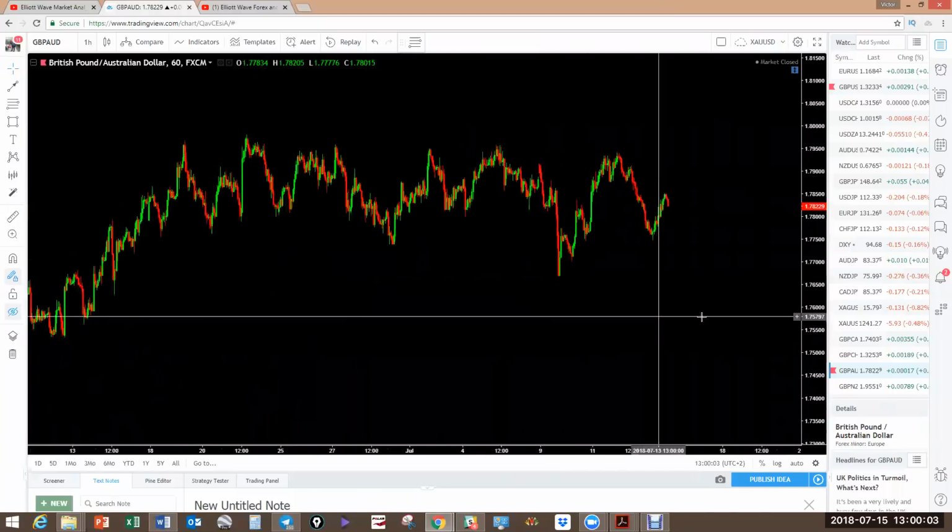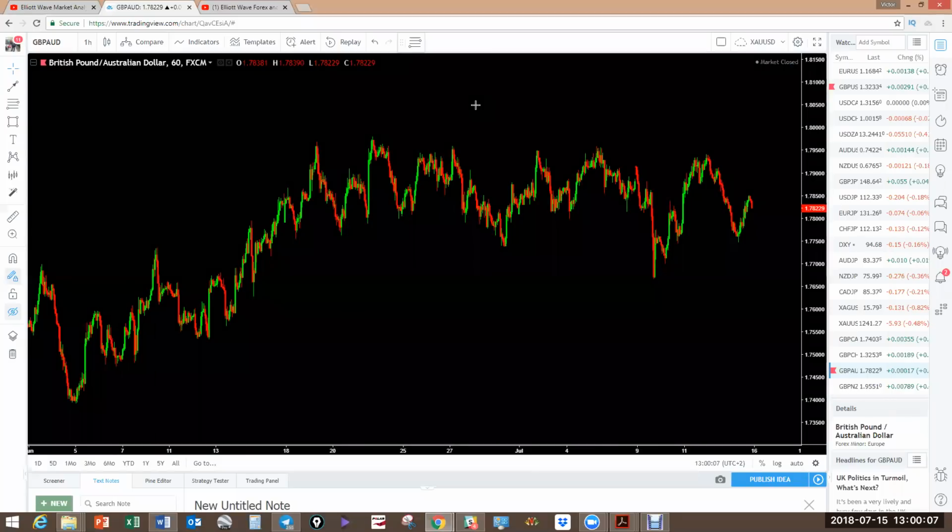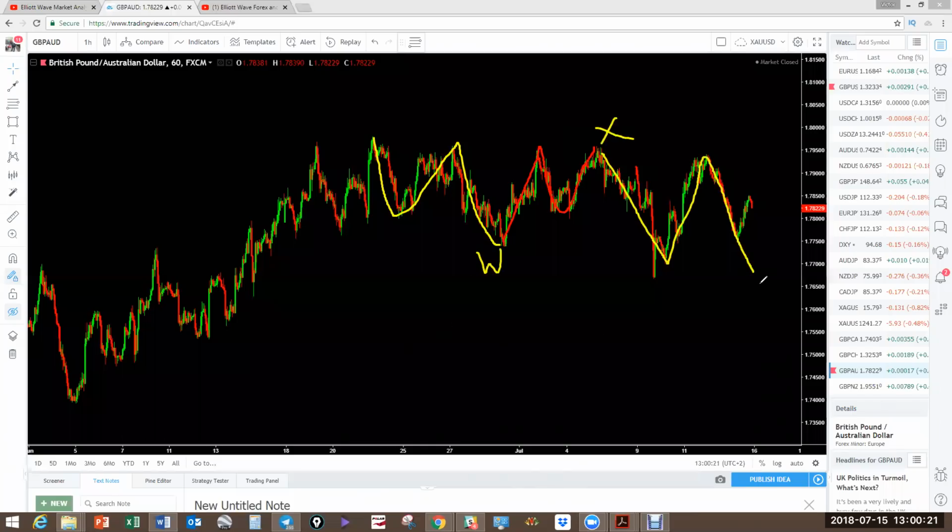Okay, so let's have a look at this structure that looks a little bit complex. So this is not complex at all because you can see that here is a three-wave move. Here is another three-wave move. Here, what are we anticipating? We're anticipating a three-wave move like that. So what do you have there? You've got a simple WXY move.